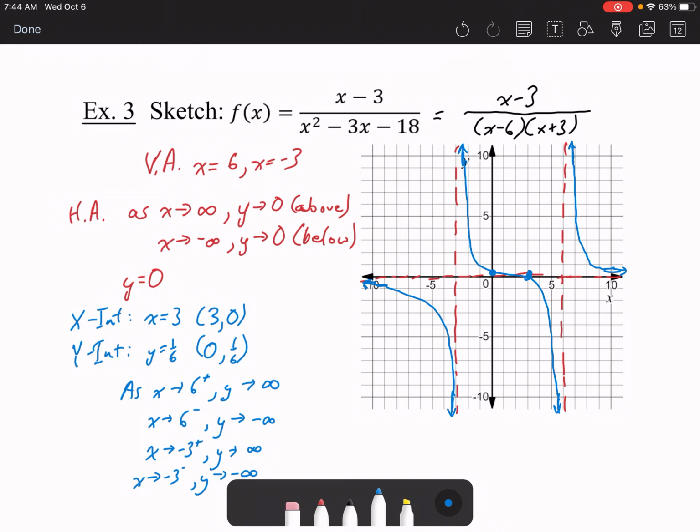This is the first instance where you see a function can cross a horizontal asymptote. It is possible for a function to cross a horizontal asymptote. It's just not possible for a function to cross a vertical asymptote, because that alters the definition of an actual function. So this is our function f of x. And there's a quick review of all the skills about graphing rational functions.